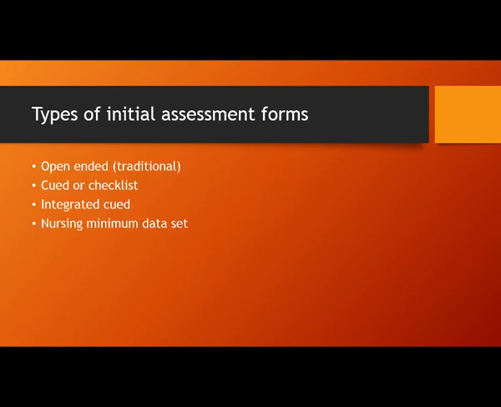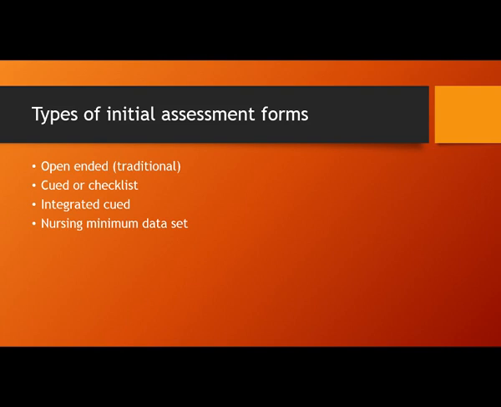So some of the types of initial assessment forms: the open-ended one is the old traditional one, and that just has categories, like it might say neuro, heart, lungs, and then it just lets you write in whatever you want under those categories. That's great if you have a good nurse, but if you have a bad nurse, then it's probably not going to be a very good assessment.